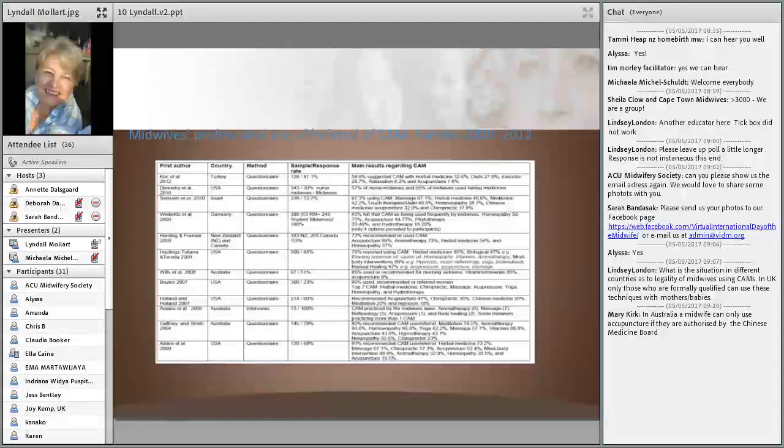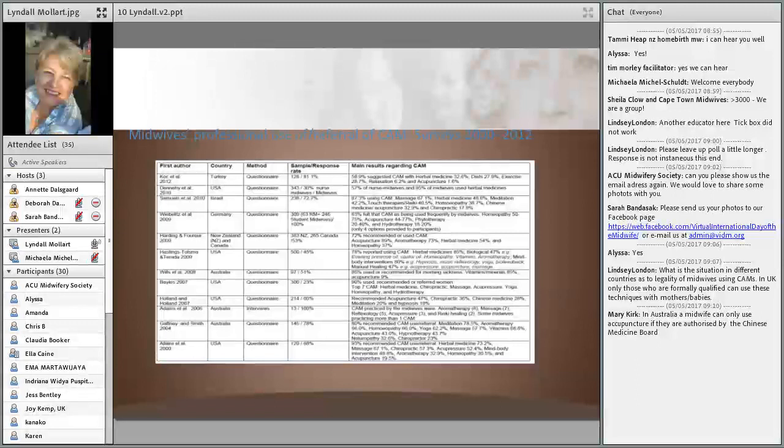But the response rate varied from 23 to 81%, and the numbers, as you can see, involved in the studies varied from 13 up to 343. It was interesting when I reviewed their articles that in most of the studies, when they used the phrase midwife uses CAM, when you read the articles, the authors are actually referring to their professional use of CAM, not their personal use.